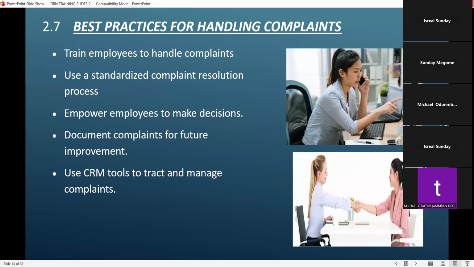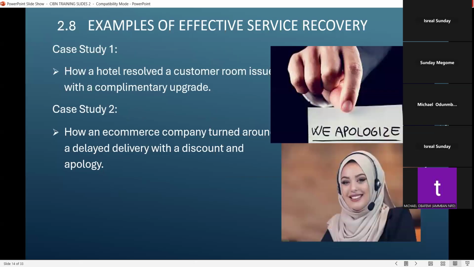Examples of effective service recovery. Now here we are going to be looking at two cases. Case one: how a hotel resolved a customer's room issue with a complimentary upgrade. Now, what are they saying here?